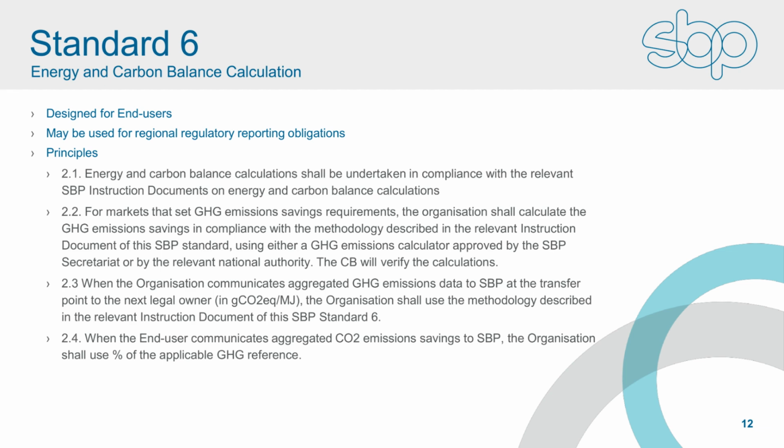2.2 says, where the market sets a savings requirement, you must use the methodology in the relevant instruction document, and either an SBP approved or a nationally approved calculator. 2.3 says aggregated data passed to SBP must be in grams of CO2 equivalent per megajoule. And 2.4 says, when the end user reports savings to SBP, they shall report the percentage savings against the applicable reference. 4 sentences, that is the entirety of Standard 6 operational text.